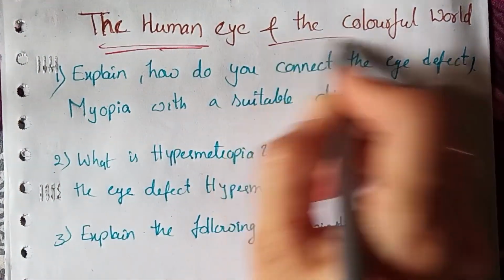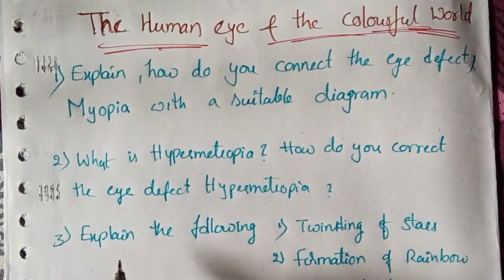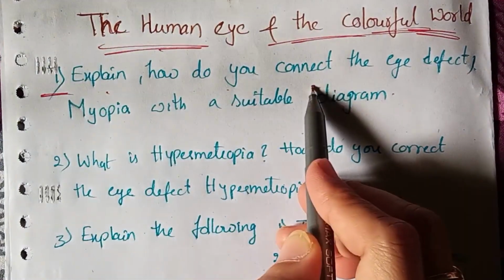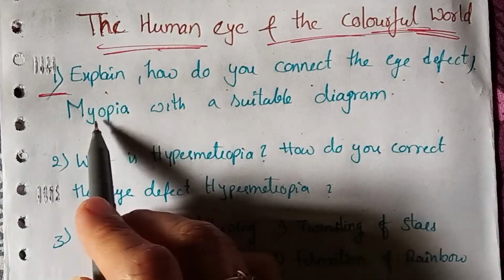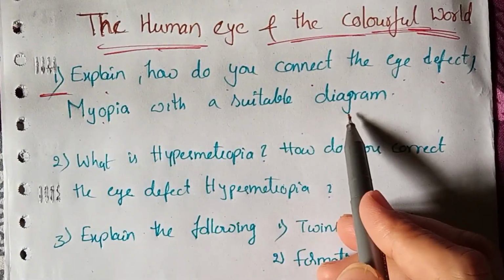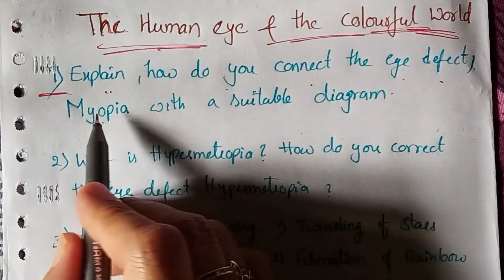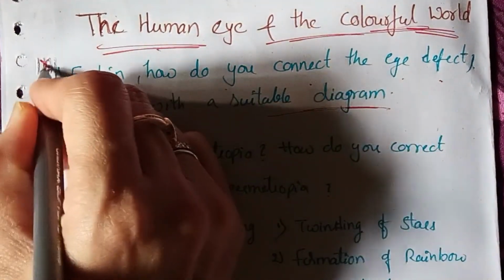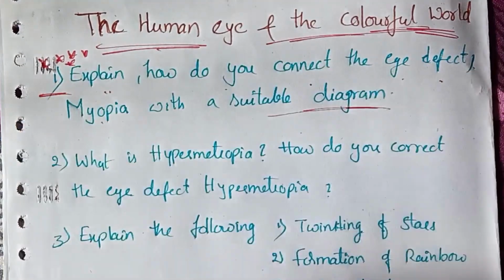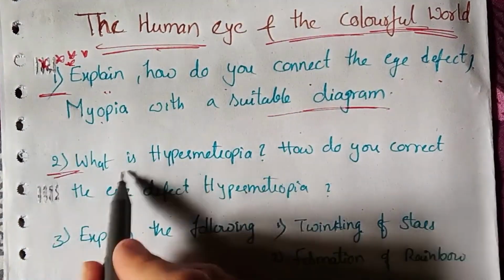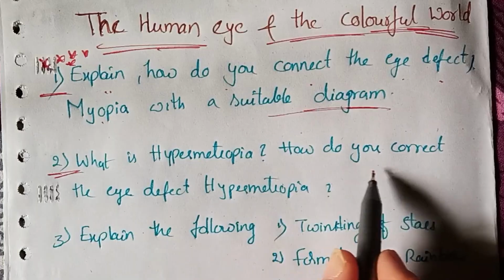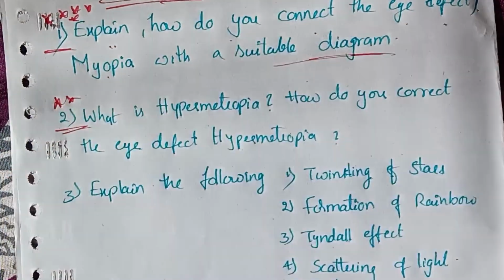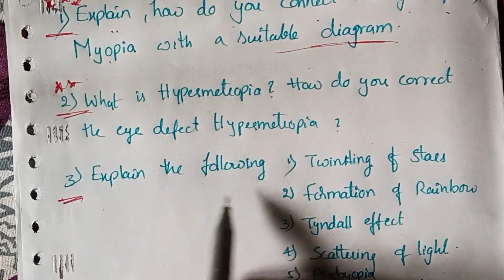The human eye and the colorful world. So from this chapter, first question is, explain the eye defect, myopia, with a suitable diagram. Here you have to explain the eye defect, myopia, with a diagram. Okay, top most 8 marks question. Next, second question is, what is hypermetropia? How do you correct the eye defect, hypermetropia? Important question.